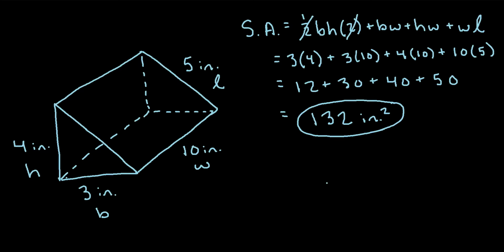So you can use this same process to find the surface area of any triangular prism. Simply find the surface area of the 2 triangles and then add the surface area of the 3 remaining rectangles in the figure.